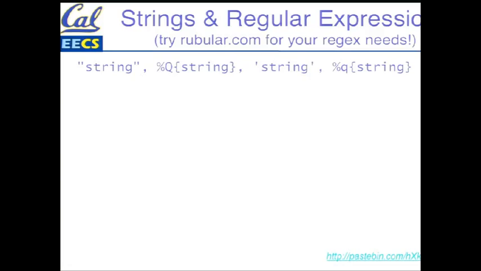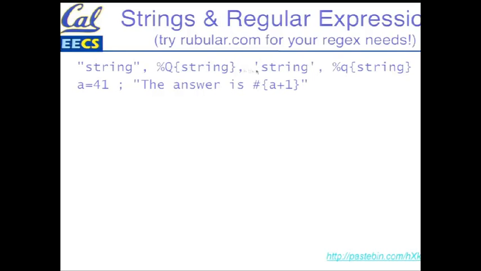Strings and regular expressions. Various ways to express a string. Basically, if a string has double quotes around it, you can embed expressions into it with this pound brace notation. Strings with single quotes have nothing done to them. And what is this %Q and %q? These are just ways to represent strings that have special characters in them. So one way to have a string with double quotes in it is to use %Q or %q to quote it.